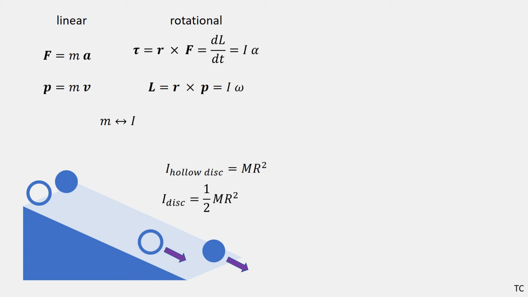So because the two disks have the same mass and radius, the hollow disk will have a higher moment of inertia because it doesn't have the 1/2 term, and because of that, it'll be harder to rotate. And the ultimate implication of that is that the solid disk will reach the bottom faster than the hollow disk.